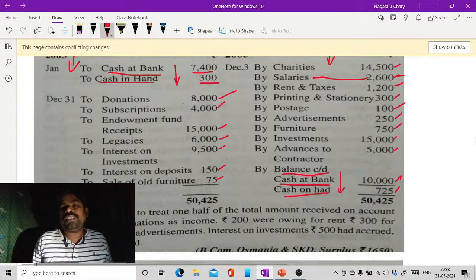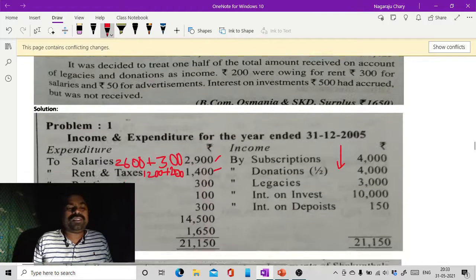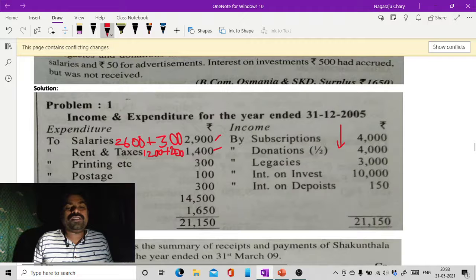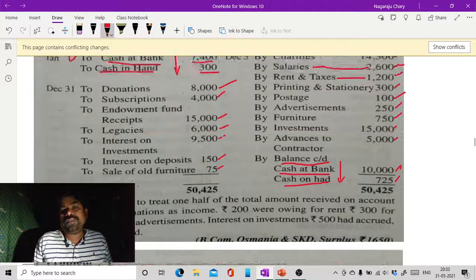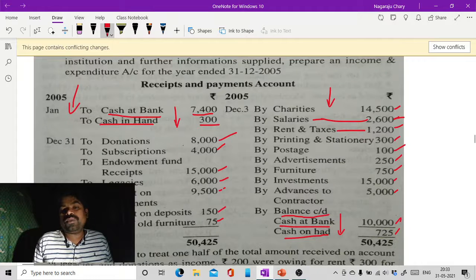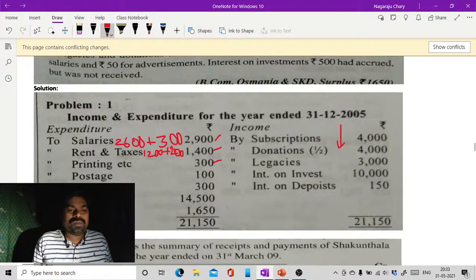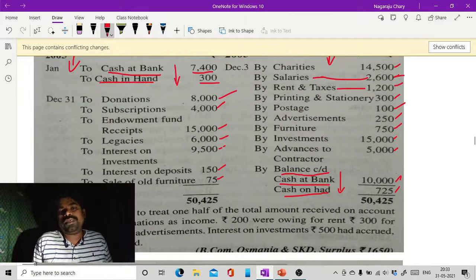This is also completed. Printing and stationery 300 rupees. There is no change, there is no adjustment. This is repetitive in nature. Next, postage 100 rupees. This is also repetitive in nature. So that's why here we have to take it.